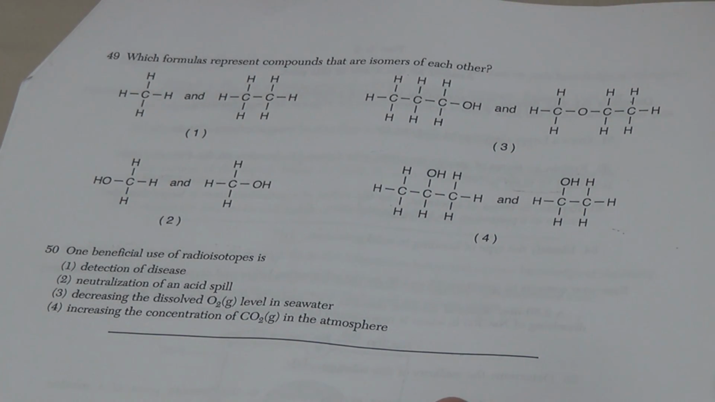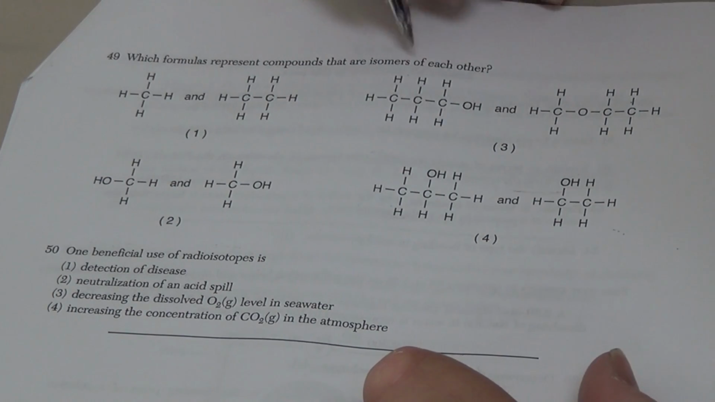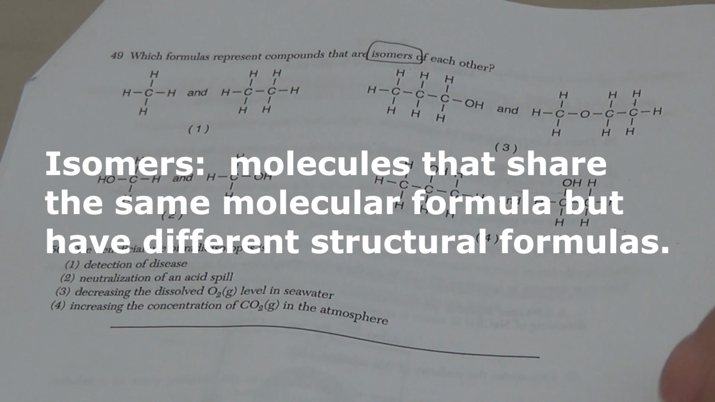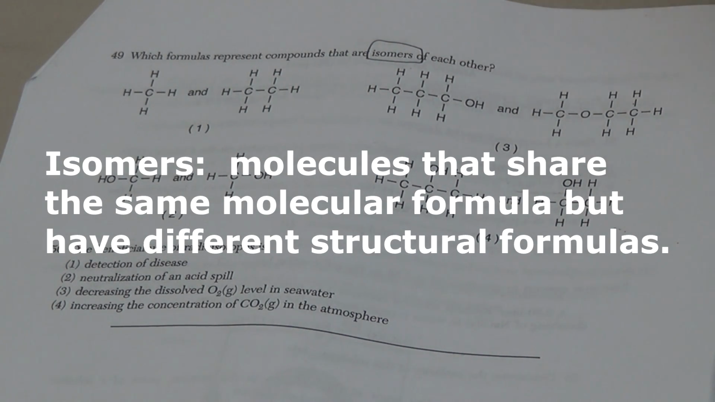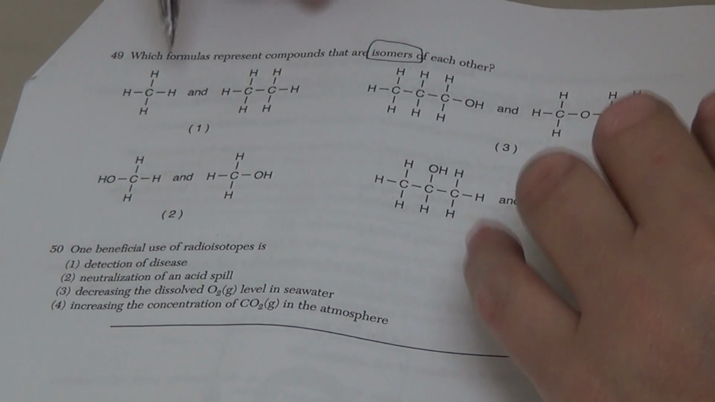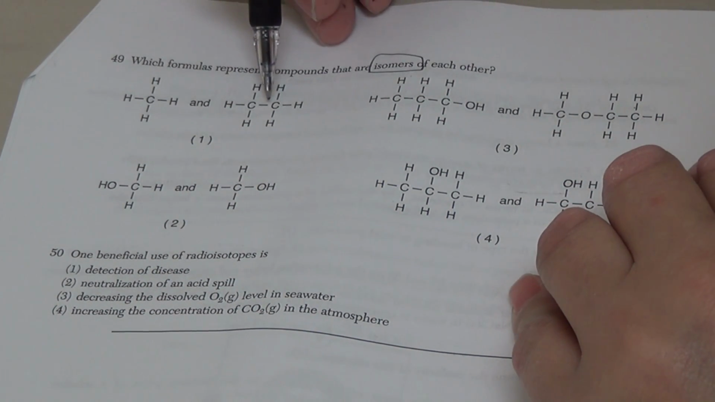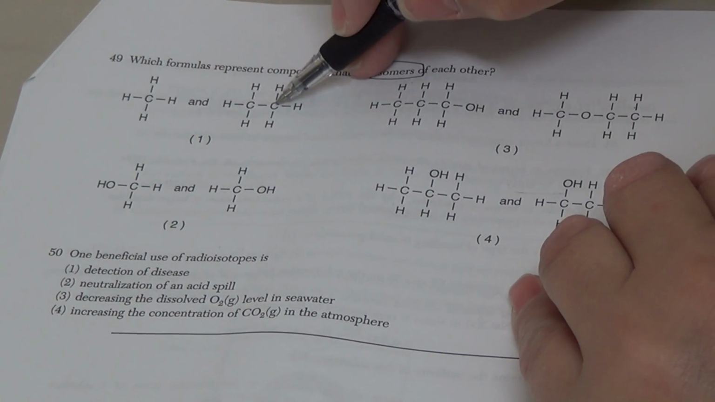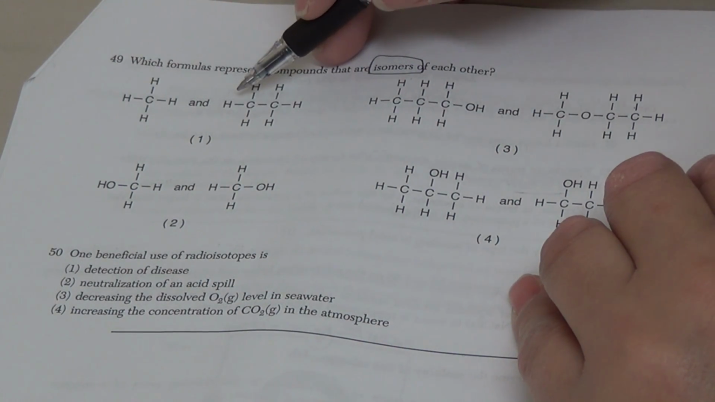49. Which formula represents compounds that are isomers of each other? The definition of isomer is the same molecular formula, but different structural formula. In other words, if I count up the number of carbons and hydrogens and oxygens, they should be the same, but their structures should be different. In other words, they should have the same number of carbons, hydrogens, and/or oxygens, and yet be named differently. This is methane, this is ethane. They are named differently. This is CH4, this is C2H6. Yeah, not isomers.